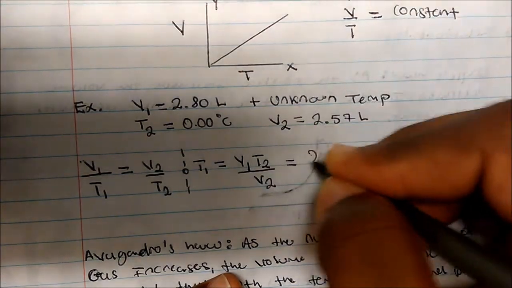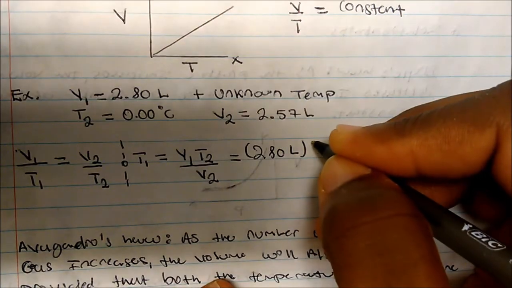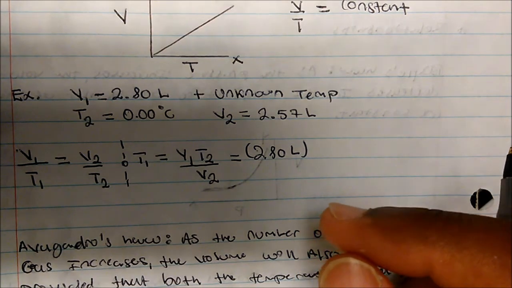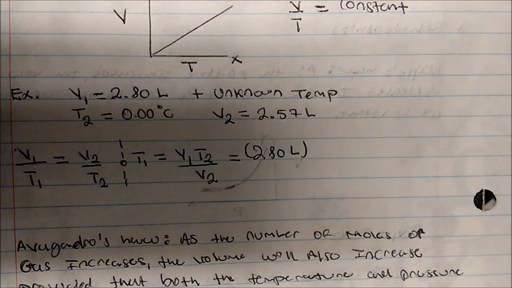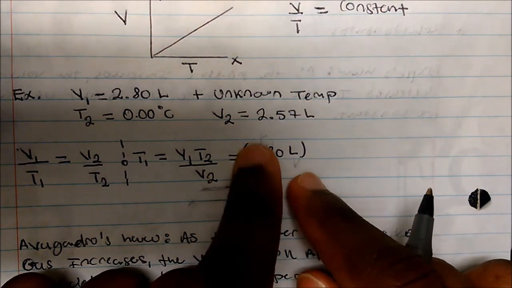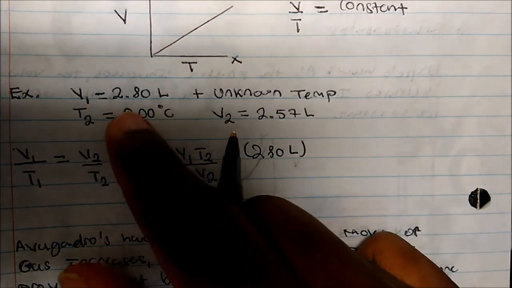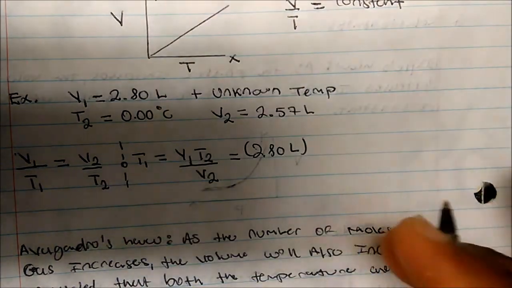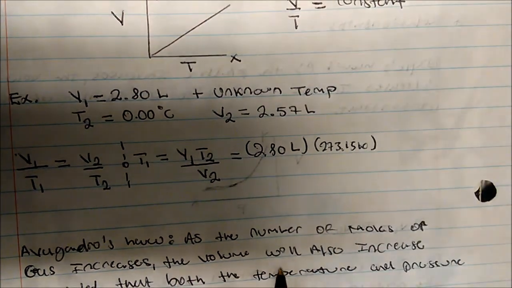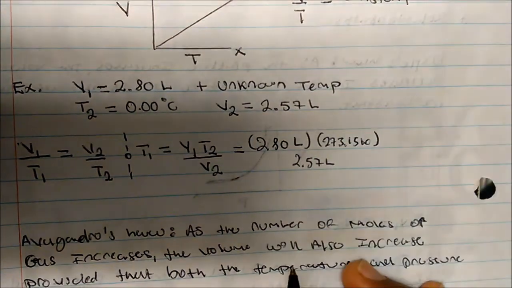So what is my V1? That is 2.8 liters. I'm going to multiply this by T2, which is 0.00 degrees Celsius. Now, there's something I want to mention that we should know: we always need to convert our temperatures to Kelvin. Whenever it's given in degrees Celsius in these types of problems, we need to convert it to kelvins. And so we know 0 degrees Celsius is actually 273.15 kelvins. Okay, and we're going to simply divide that by V2, which is 2.57 liters.